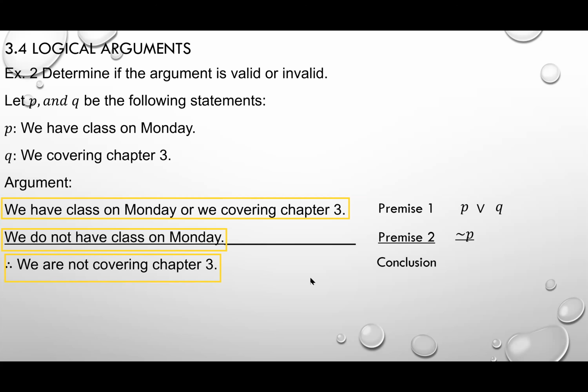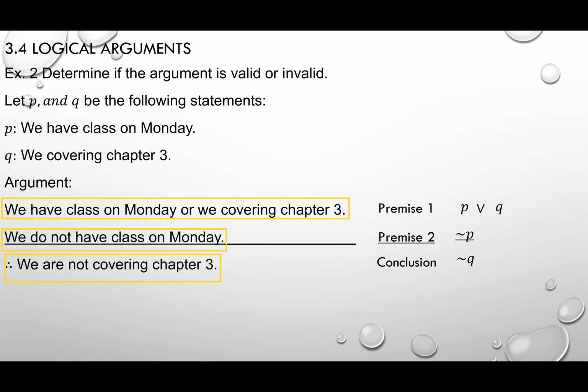And lastly, we will not cover chapter 3. Again, chapter 3 relates to my Q, and we will not cover chapter 3, meaning the negation of Q. And this is what we have to translate from words to symbolic.